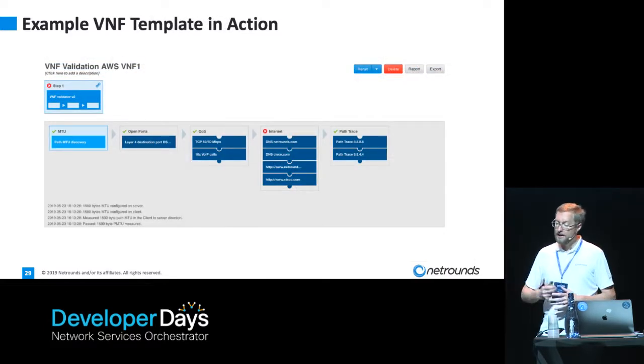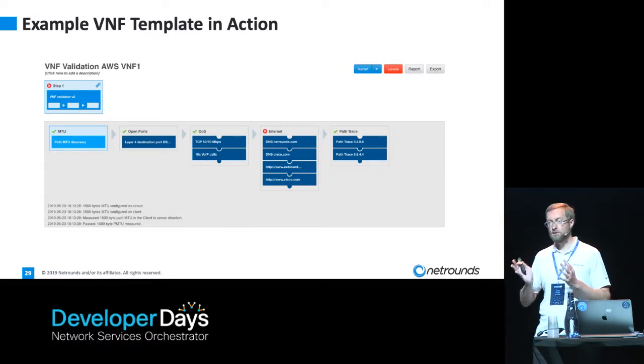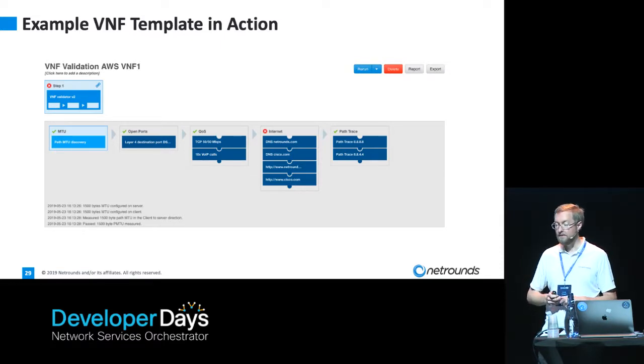How this could look in a real scenario: this is the result of a validation that we have done for a single VNF running. We can see that the path MTU discovery was successful. We see that by the green bar, which means that it passed the set KPIs. And the same for open ports, also okay. QoS was okay. But we have a red mark on the internet services, indicating that something was not as expected with reaching the internet through this VNF.